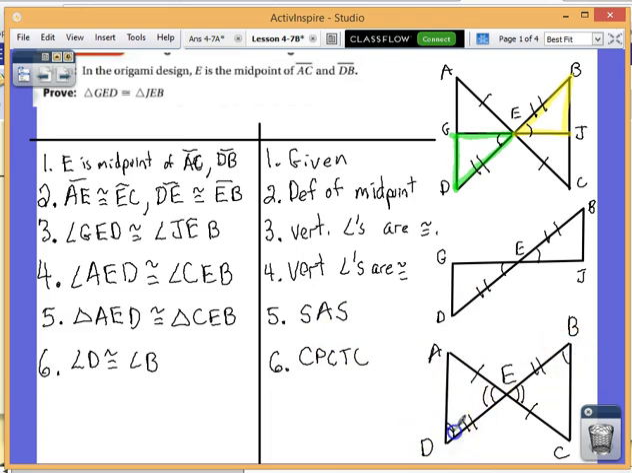I guess I need to use 3 arc marks. And so I'll go ahead and mark it here. 1, 2, 3. 1, 2, 3. Those two. Oh. Well, now what do we know about these triangles? Right. And now I can say that triangle GED is congruent to triangle JEB.